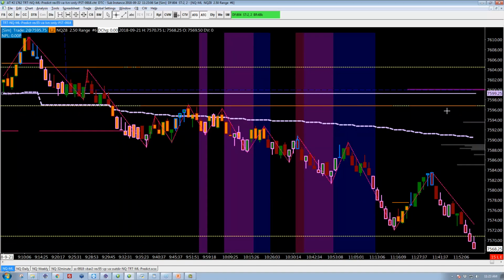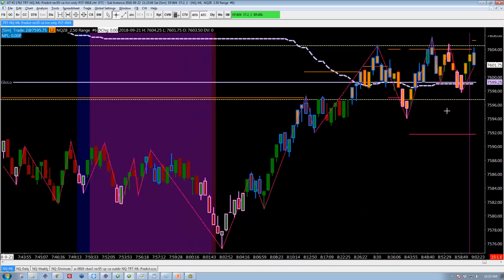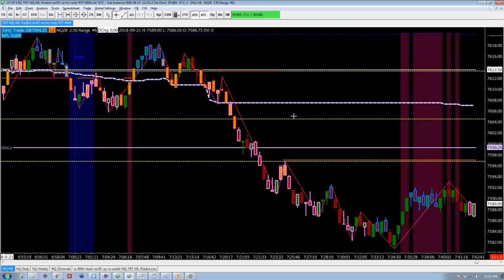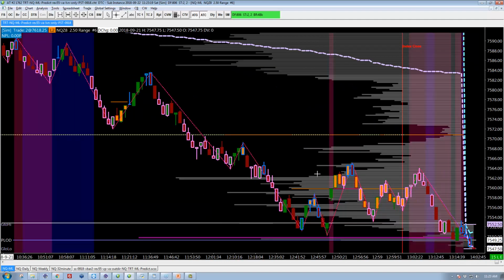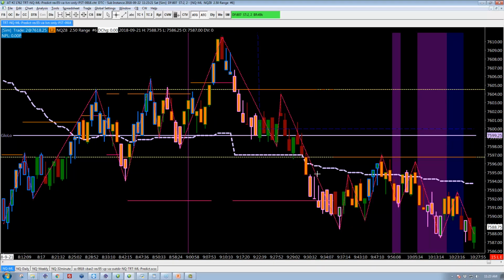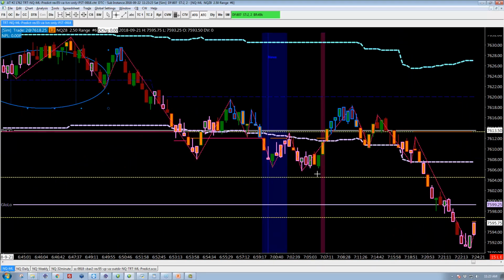Let me find a day where we actually stayed in the value area and explain it. Here we're below. Okay, so here we're inside the value area. I'm sorry, I pressed the wrong button. Here we go. So here you're inside the value area. Right here. And here. And here. All of this is inside the value area.